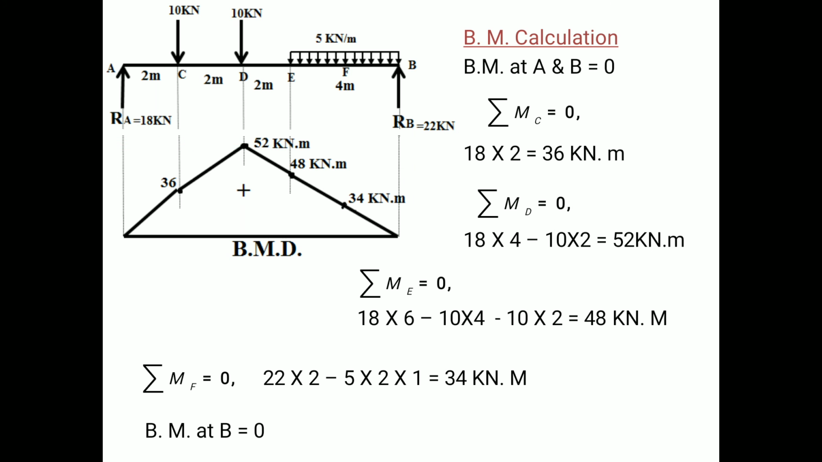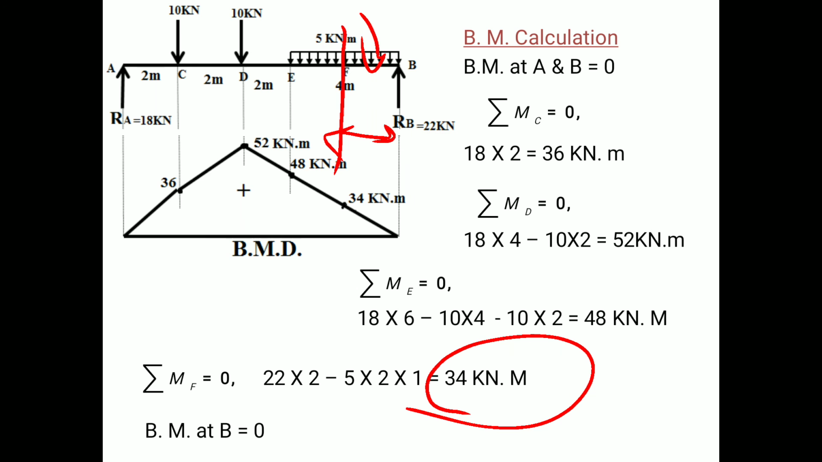And last one, we have to find out the bending moment at point F. At point F, we can consider any side. If I consider the right hand side, because from this side it is easy to solve, so 22 into 2, minus this 5 kilonewton per meter UDL, which is acting over 2 meters only, therefore minus 5 into 2 and the perpendicular distance, and it will act at its center, therefore it is 1. Therefore we have the answer 34 kilonewton meter. And bending moment at B, as discussed, is equal to 0.